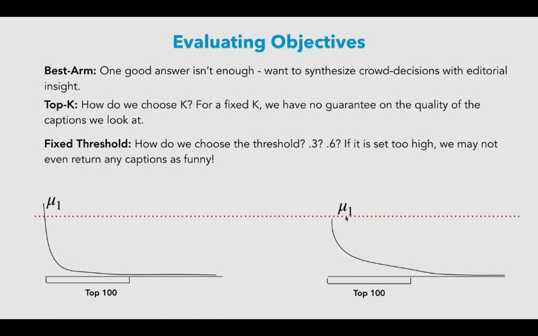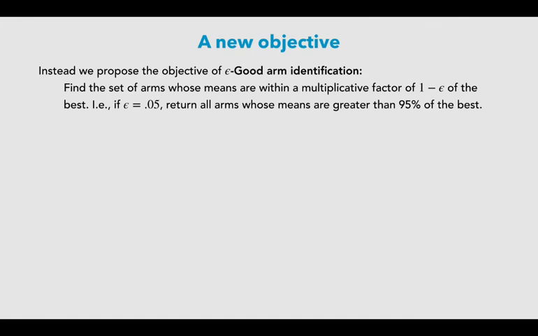And so both thresholds and top K suffer from this problem: if you don't know the distribution of these means ahead of time, you don't have great guarantees on the set of items you may return. So motivated by this, me and some colleagues recently proposed the objective of epsilon good arm identification. It's very natural, but it hasn't really been considered in the adaptive experimental design literature, and it's something like the following. Find the set of arms, or captions, whose means are within a multiplicative factor of 1 minus epsilon of the best. I.e., if epsilon was 0.05, I'd want to return all arms whose means are greater than 95% of the best arm.